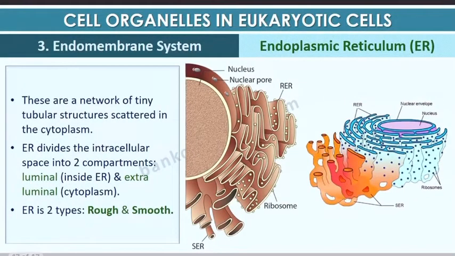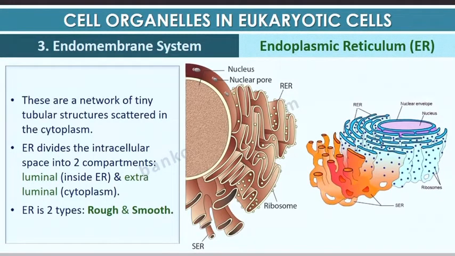Then endoplasmic reticulum, you can see clearly here, rough endoplasmic reticulum and smooth endoplasmic reticulum. As I said, it's like a railway bridge connecting the nuclear membrane with the cell membrane. So RER, or endoplasmic reticulum in general, is a network of tiny tubular structures scattered in the cytoplasm. Endoplasmic reticulum divides the intracellular space into two compartments, as you are seeing: inside the endoplasmic reticulum and outside, the extraluminal cytoplasm.